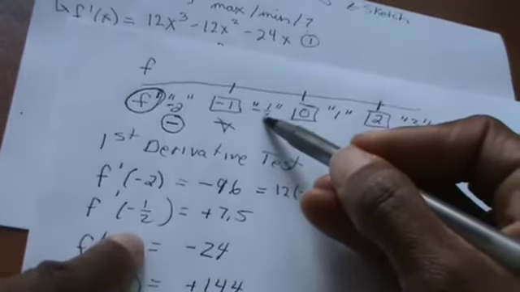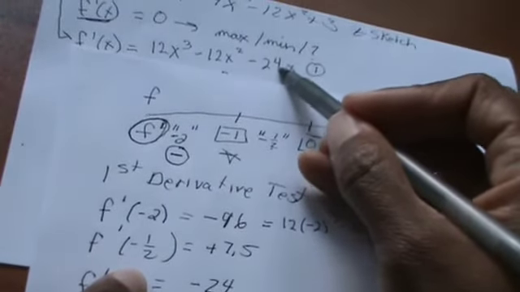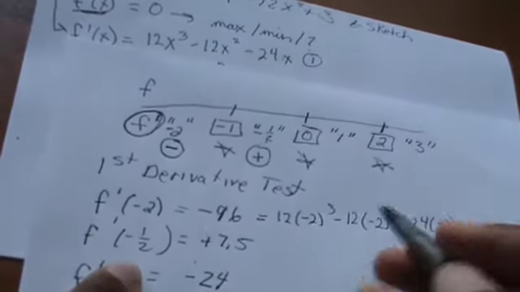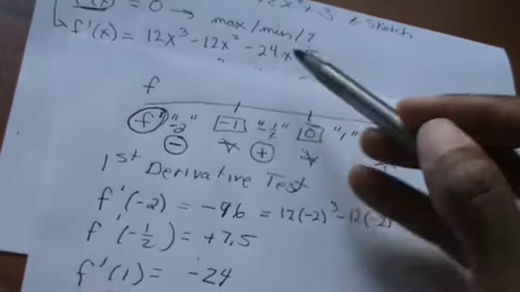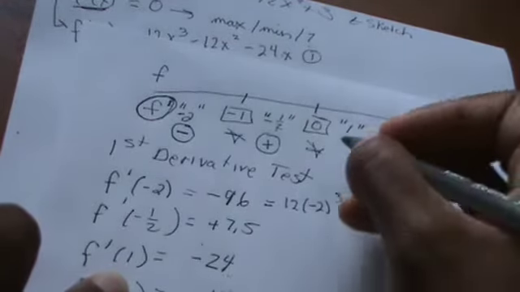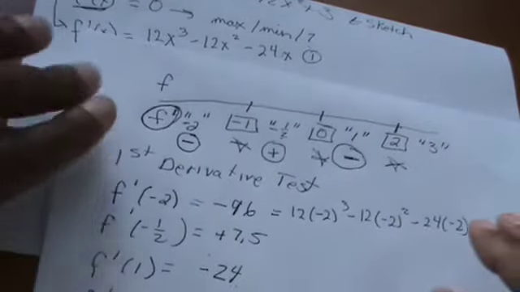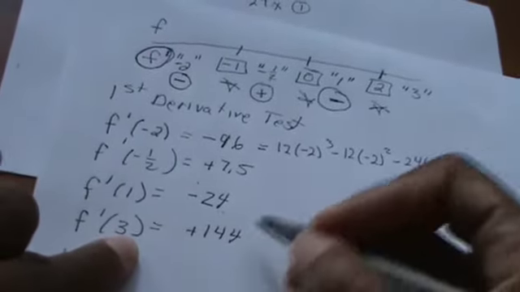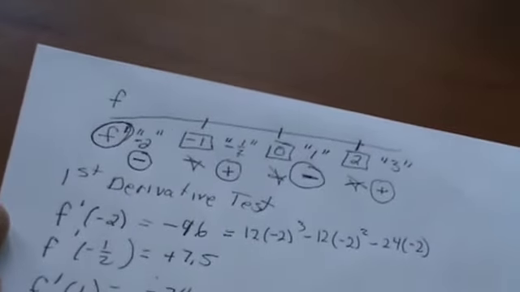Okay, so when I plugged in negative a half right here into my derivative equation right up here, this stuff is not random, it spit out a positive 7.5. When I put 1 into my derivative equation right up here, it spit out a negative 24. Notice what I'm doing, negative here. I don't care about the number itself, I just care about the sign. And then finally, when I plug 3 into my derivative equation, I get positive 144. So let me go back up here because I really need to start thinking about what that means.